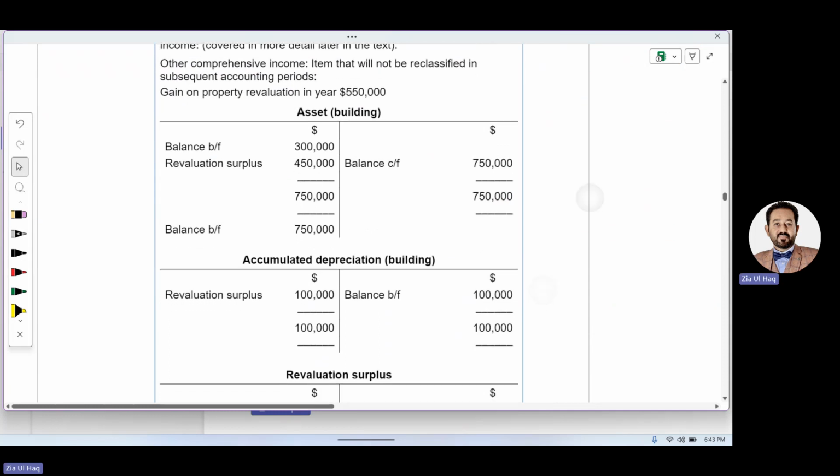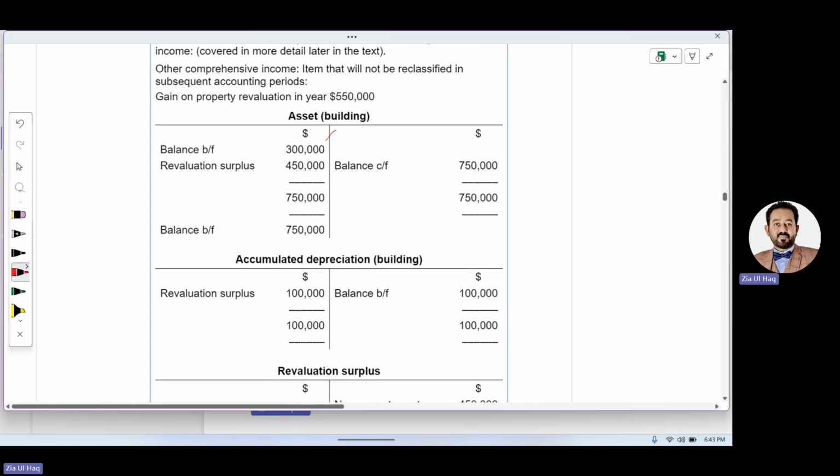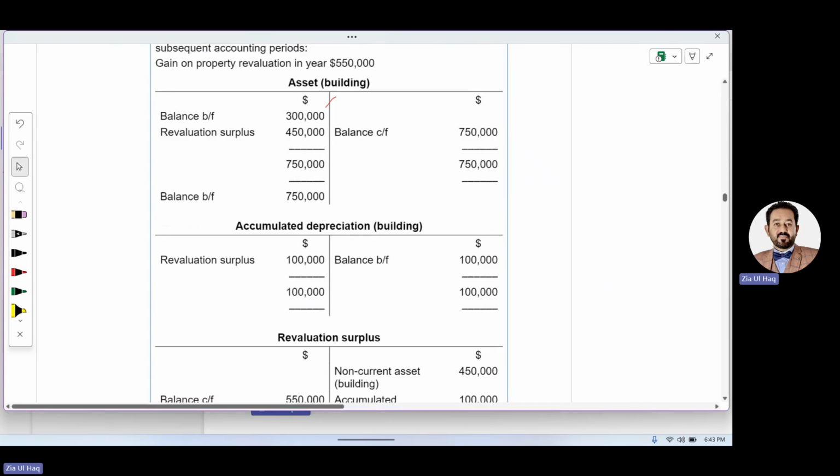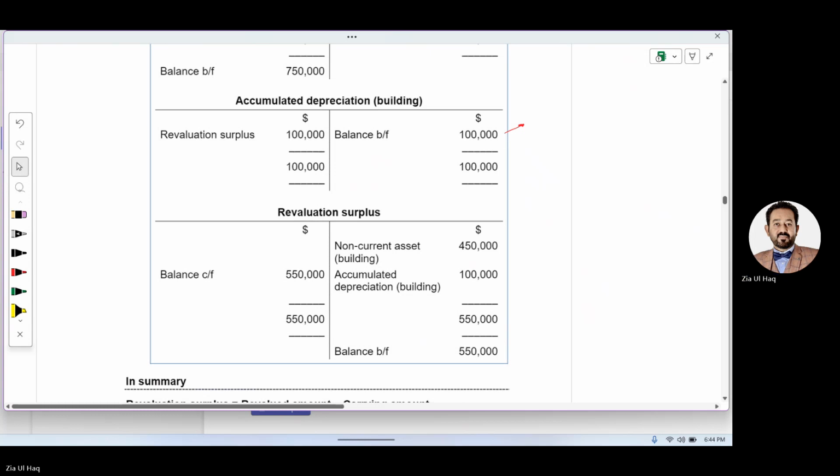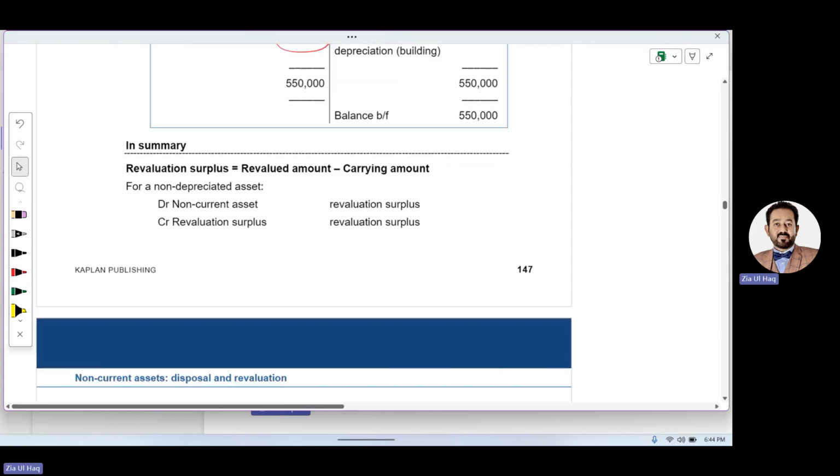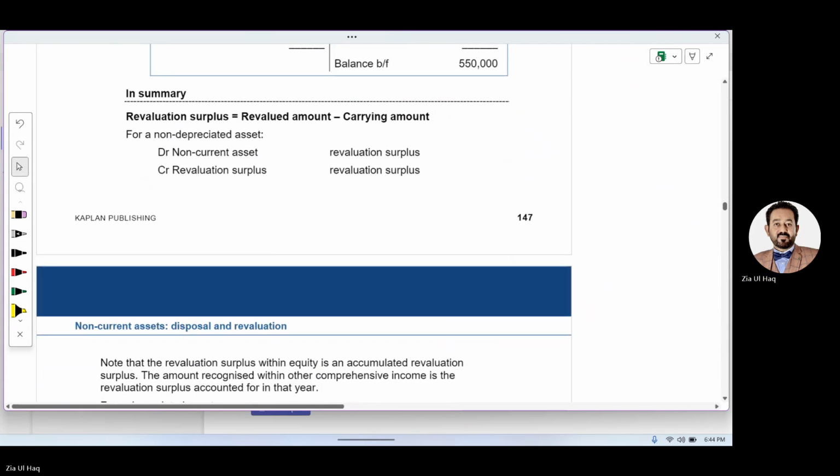So they have prepared the ledger as well. Like the asset we bought for 300,000. Revaluation surplus, so the asset is debited with 450,000 altogether. The asset account will be showing 750, its market value now. The accumulated depreciation was 100,000, so we have eliminated it. And for the revaluation surplus, the non-current asset is 450 and 100, so the carrying value 550 will be the revaluation surplus balance. Is that fine now? Okay.